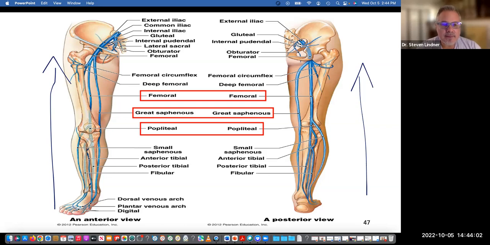So the digits, the plantar venous arch underneath the foot, the dorsal venous arch on top of the foot, they're going to find their way eventually to the back of the knee where the popliteal is. They're going to find a way into the greater saphenous. They're going to find a way into the small saphenous. They're going to find a way into the femoral.